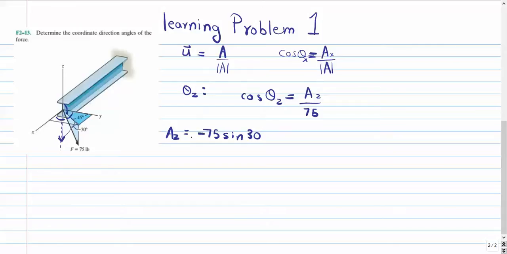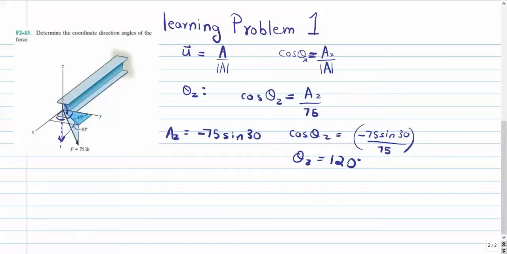Okay, so now that we have AZ, we can solve for theta z. Substitute AZ into the equation, and we get negative 75 sine of 30 divided by 75. After taking cos inverse of this, we get theta z equals 120 degrees. The reason why I did theta z first was because we can actually find theta z without doing any of this procedure by simply looking at the diagram, and we see that this angle right here is 30 degrees, which means this angle that this vector makes with the negative z-axis should be 60 degrees. Similarly, if we add 30 degrees to 90 degrees, then we get 120 degrees for this angle.